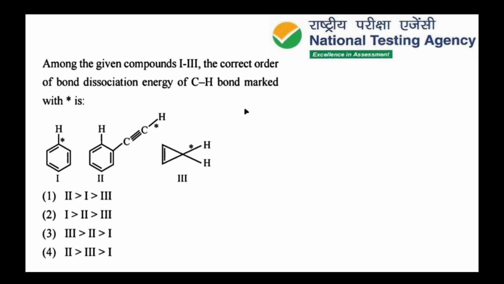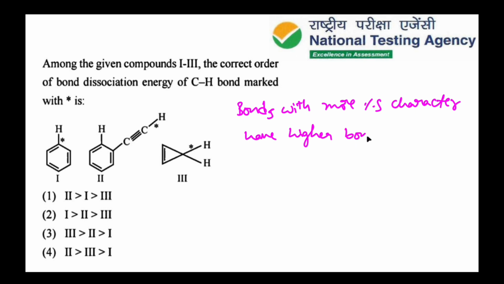If you observe that, bonds with a higher percentage of s character have higher bond dissociation energy. So if you observe the bond s characters, this CH bond is sp, so 50% s character is present.